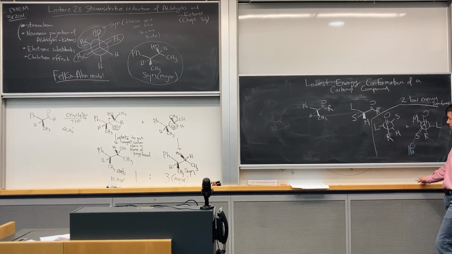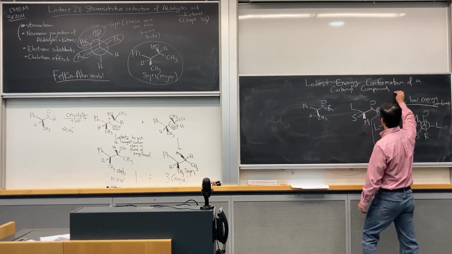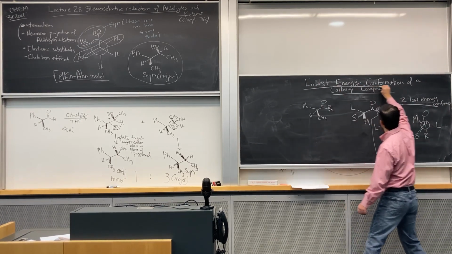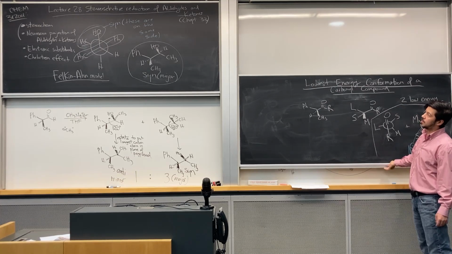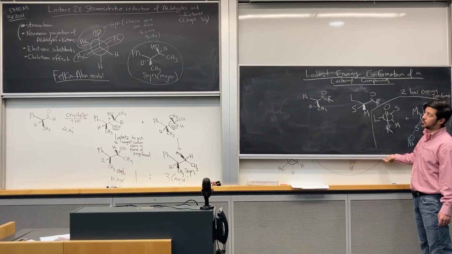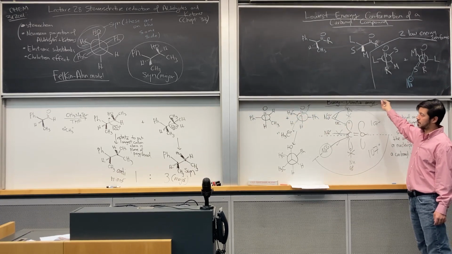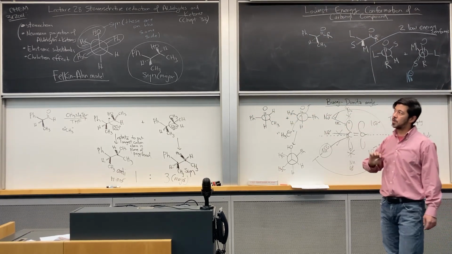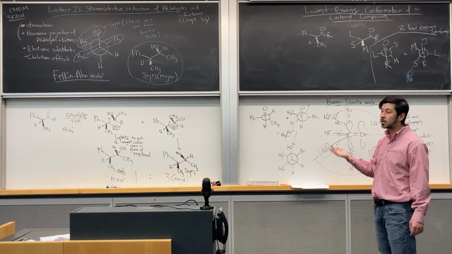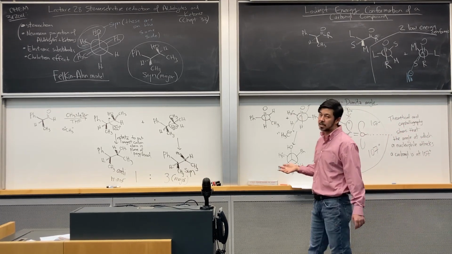Okay, so that concludes our lecture today on the introduction to stereoselective reduction of aldehydes and ketones. We've looked at a few examples here, and what we're going to talk about next time is the effect of electronic substituents and the chelation effect.